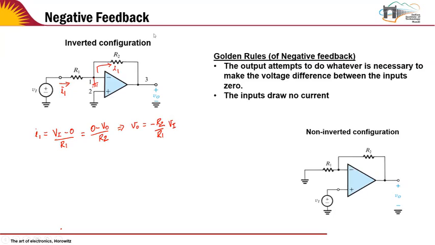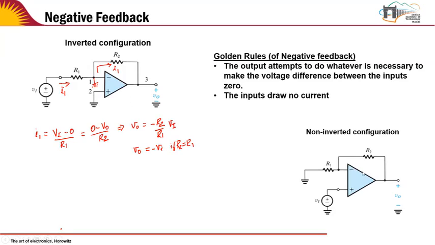So this is why it's called the inverted configuration, because the output voltage is the negative of the input voltage. And what is the value of the gain? It's R2 over R1. So this is following the same op amp equation. And if R2 were equal to R1, then V0 will be equal to minus Vi. That means it's a unity gain system, but it's the inverted version of the input. So this is the inverted configuration.